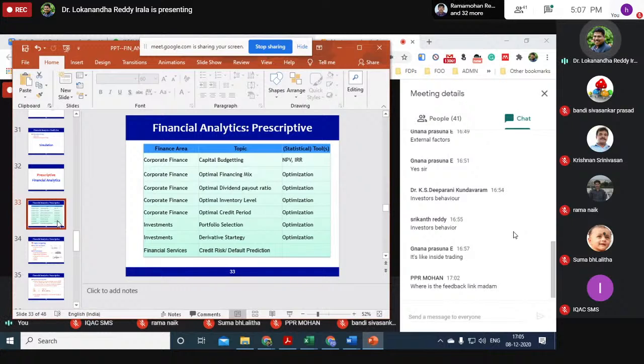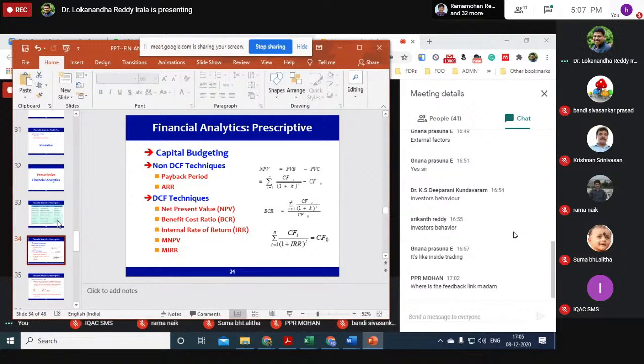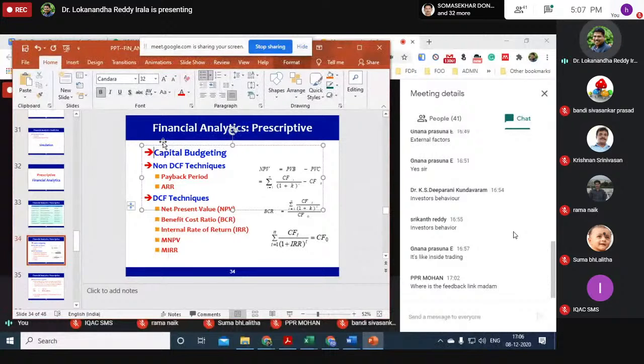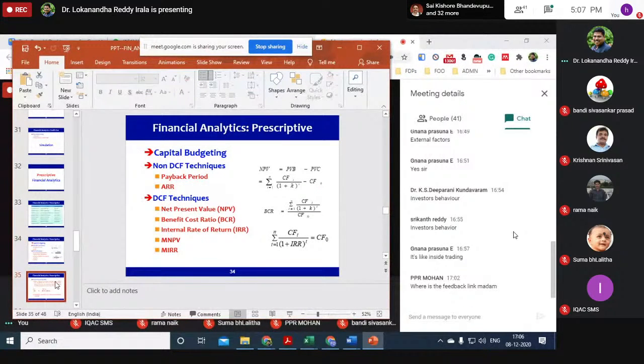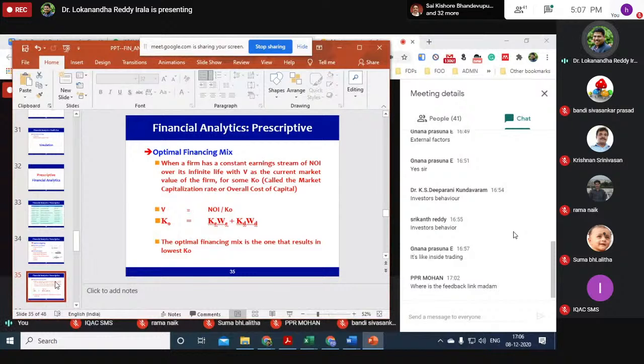I'll just show you certain screenshots or glimpses. This is how you use the right capital budgeting techniques to decide whether projects are accepted or not. Then the optimal financing mix. The optimal financing mix is the one having the lowest cost of capital, because the value of the firm is inversely related to the cost of capital, since it is arrived at by capitalizing the net operating income. That's what you see in the formula here.